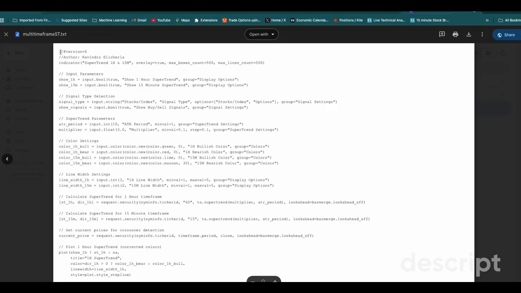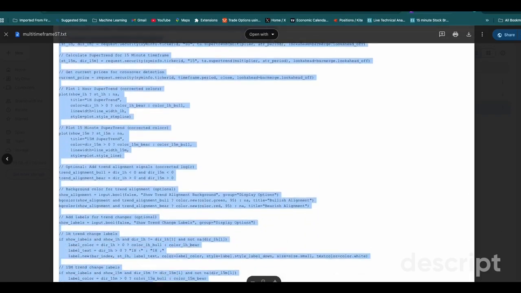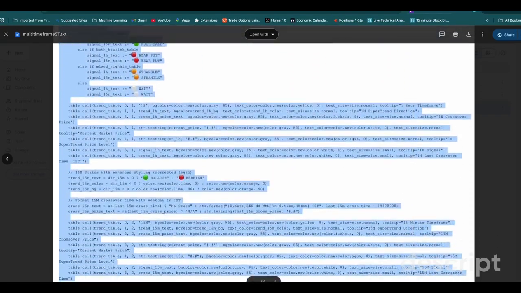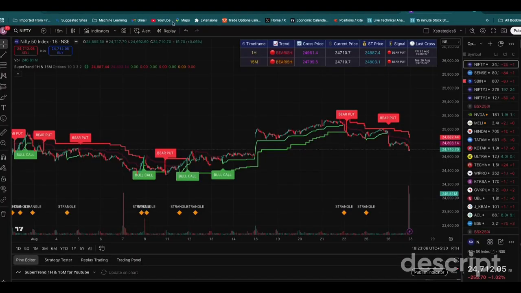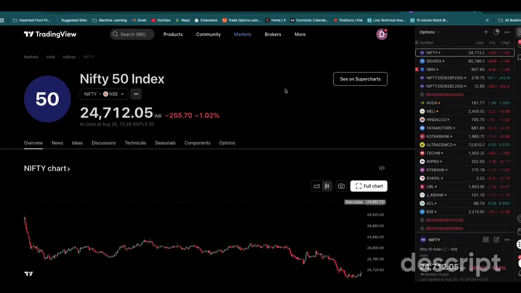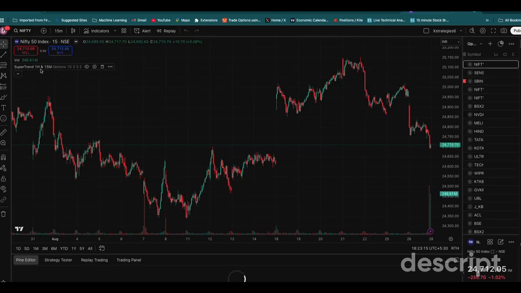Let me copy this as soon as you get the code. You copy paste this entire code, which is almost 250 lines or so. And you come here. Let's start from scratch so that you will understand. So now this is scratch.